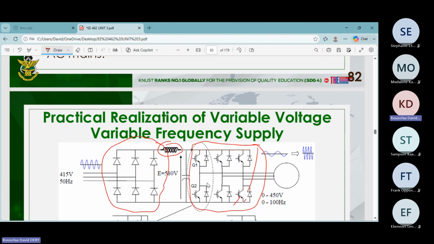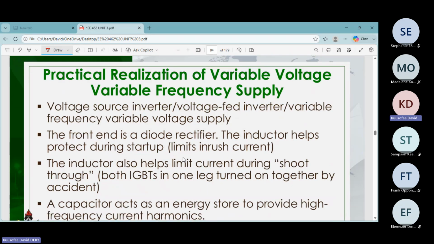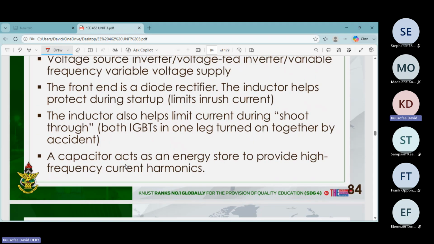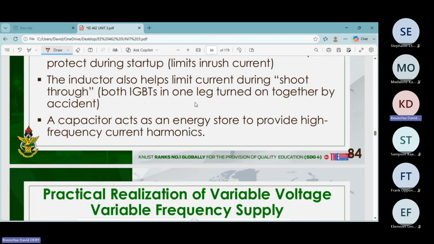If you want to turn off this switch and this one is turning on, realize that it can create a short circuit. Even if that happens, the inductor is there to protect the circuit and limit the current so that it's not dangerous to the machine. That is when both IGBTs in the leg are turned on together by accident. The capacitor acts as an energy store to provide high frequency current harmonics. That is what the capacitor is doing.